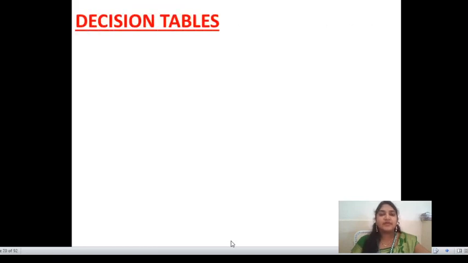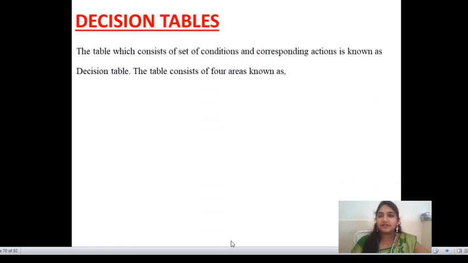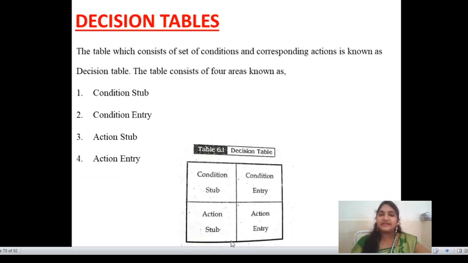Next we will discuss the decision table. Generally, the name itself tells that the decision table consists of all the decisions, all the predicates. Predicate means condition, which is nothing but decision. The table which consists of a set of conditions and corresponding actions is known as a decision table. Every condition needs some action, like yes means some action, no means some other action will be performed. This table consists of four areas: condition stub, condition entry, action stub and action entry.